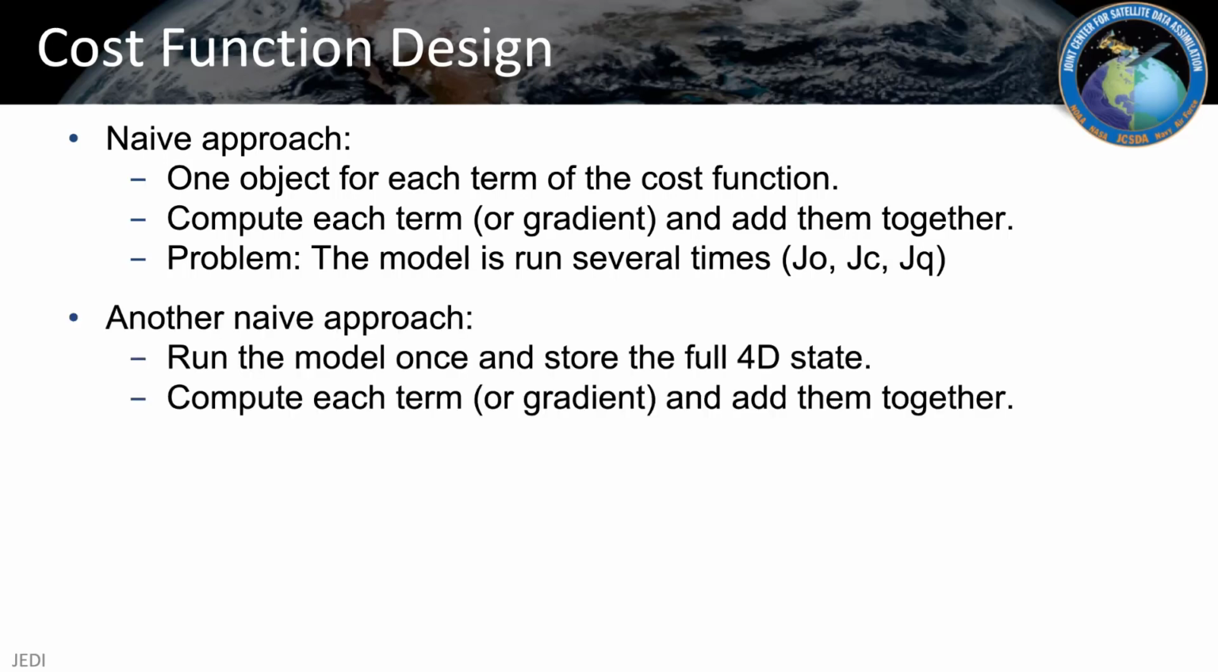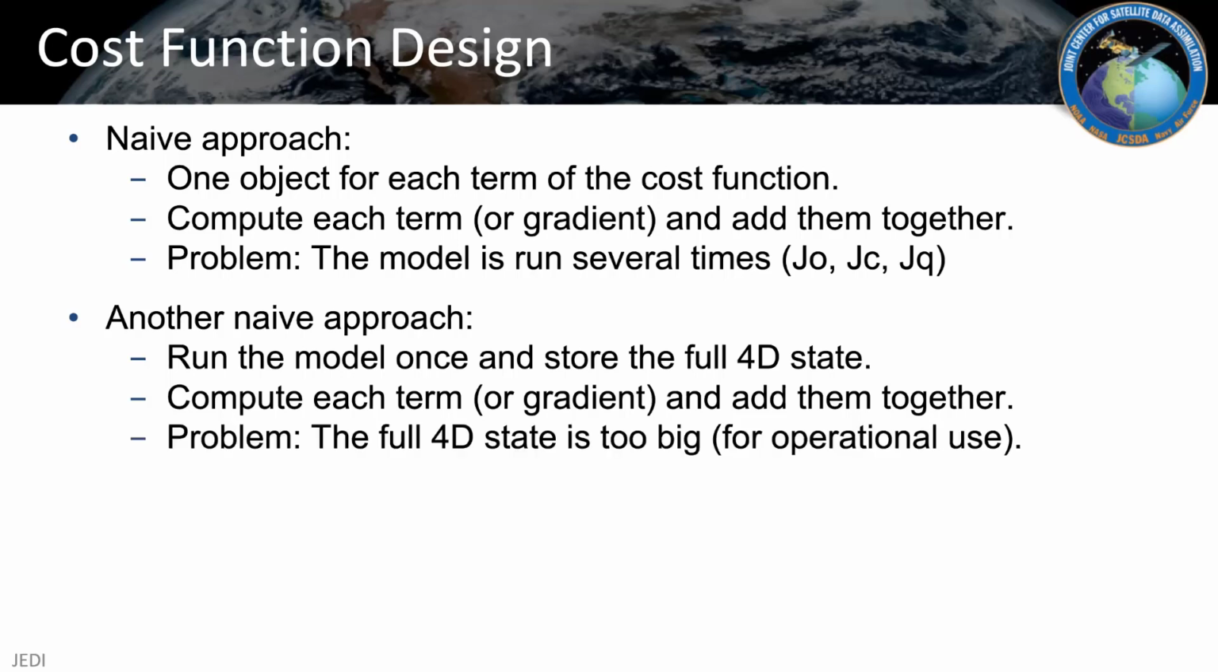So there's another approach, which is to run your model once and store the full 4-dimensional state. Then from that full 4D state, you can compute all the terms of a cost function, add them together, or do the same thing with a gradient, and do your assimilation. Now, as you have called it a naive approach, it doesn't work. The problem there is that the full 4-dimensional state is way too big. It doesn't fit in any HPC system that exists around the world at the moment; it would need orders of magnitude more.